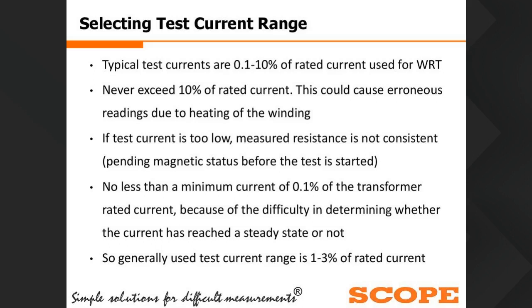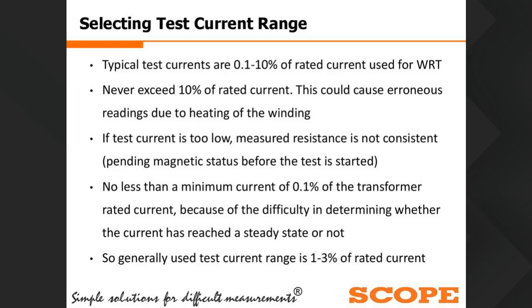If the test current is too low, that is below 0.1% of rated current, then the measured resistance will not be consistent, because residual magnetic status will be there. And if we inject less current, below 0.1% of rated current, it will cause problems in determining whether the current has reached a steady state or not. So basically, as per our recommendation, we inject from 1 to 3% of rated current.